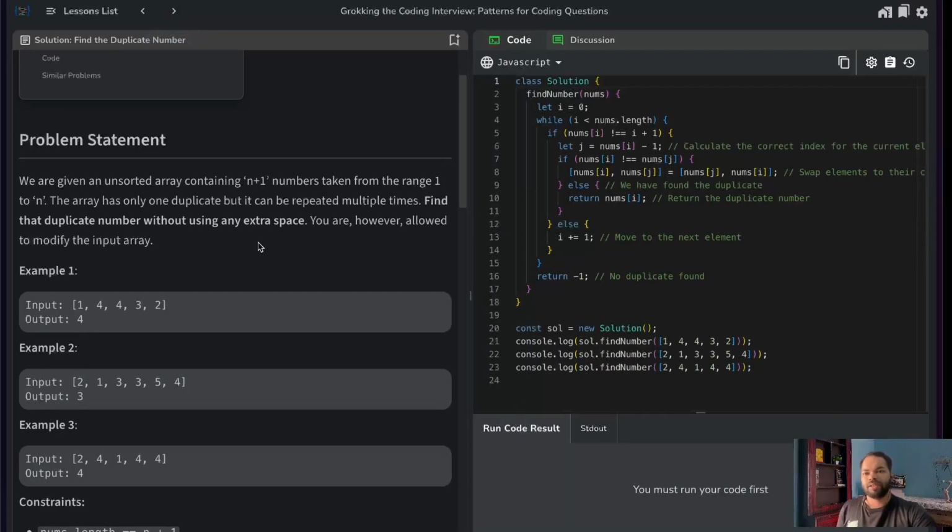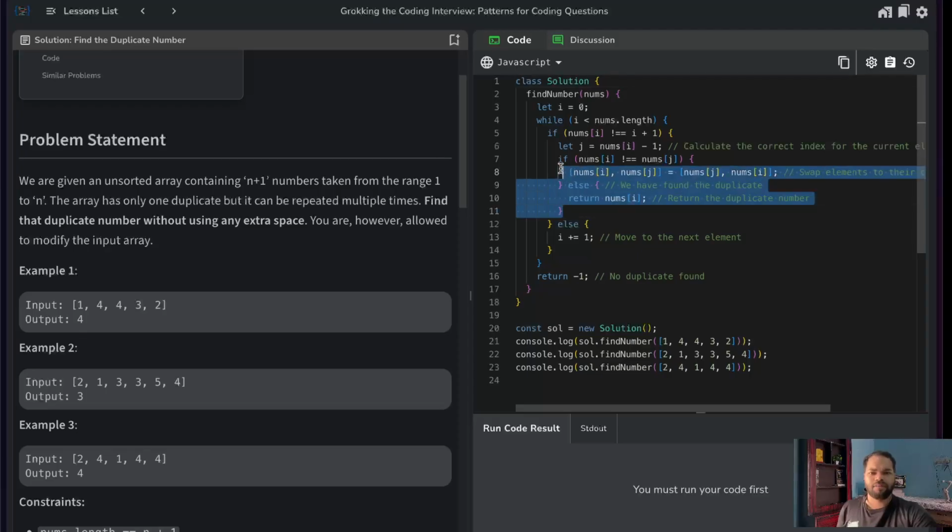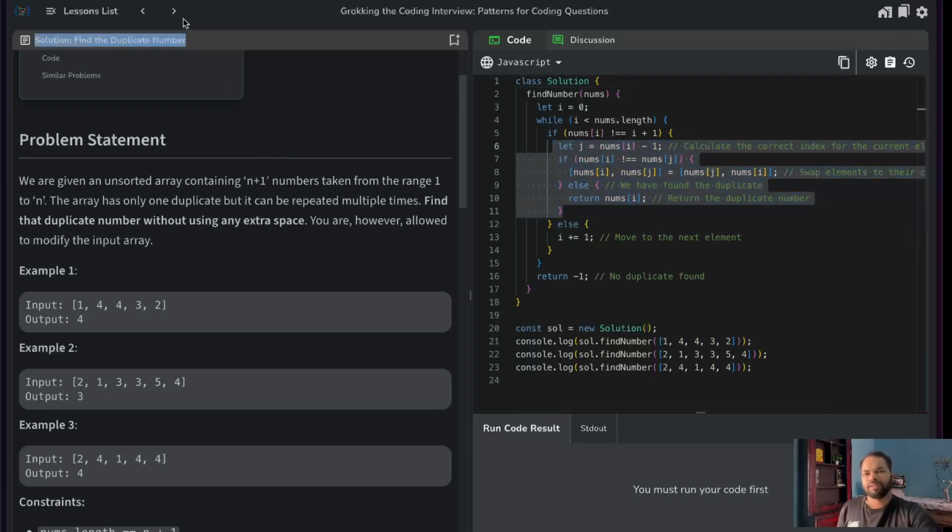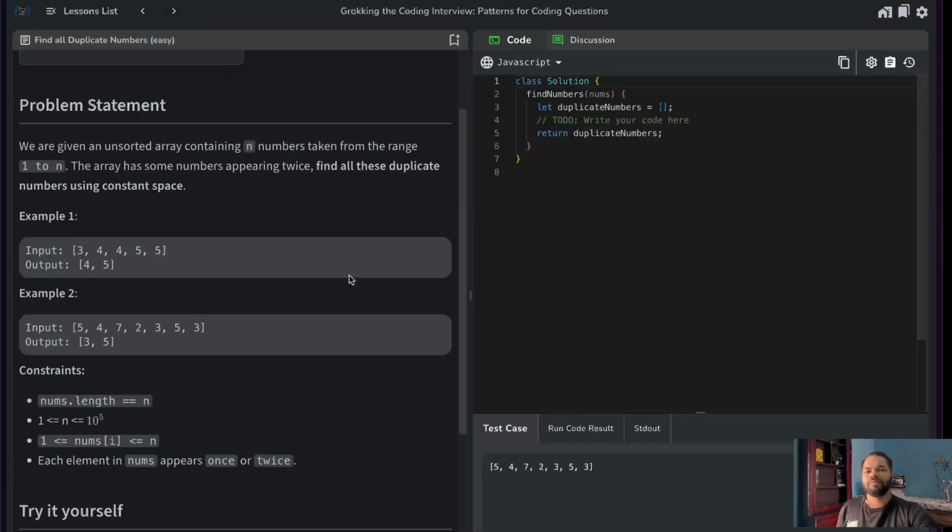Okay, let's move to the next problem and see how they are doing it. That's interesting. A while loop: if it is not equal to i plus 1, then they do this, nums, if nums is not equal to, then return n plus 1. Ah, the same thing as we were doing. Yes, exactly the same. Next, let's move to the next question.